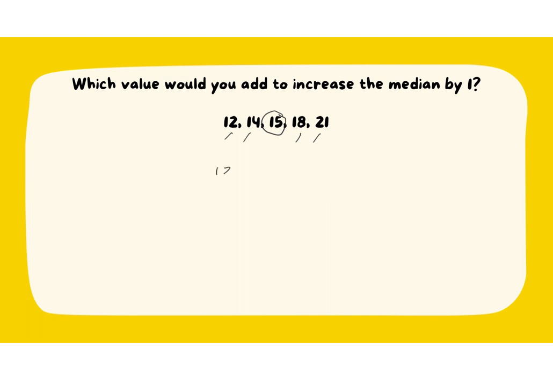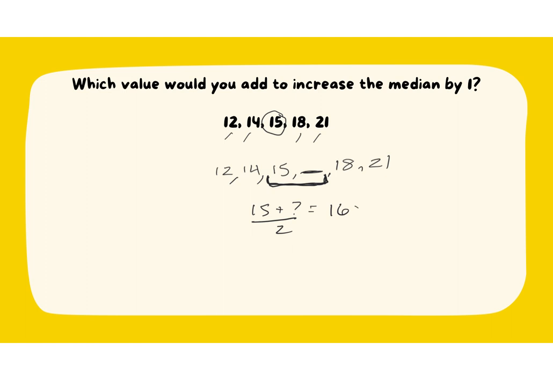So I'm going to rewrite out my data points. I'm going to add a gap for our missing one. Here's 18 and 21. Okay, so 15 and this new number are my 2 middle numbers, which means if I add them together and divide them by 2, I'm going to get my new median, which I know is 16.